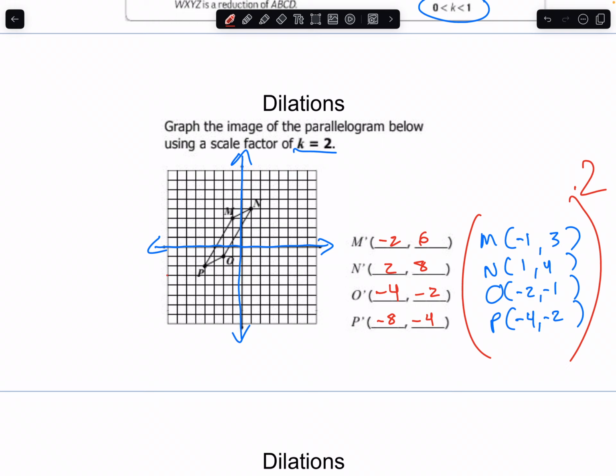As I plot these points, you'll see that -1, 3 turns into -2, 6. This is my new M. N is located now at 2, 8. This is now N prime. If I look at O, -4, -2, this is now the location of O prime. And -8, -4 comes down to right here, P prime.